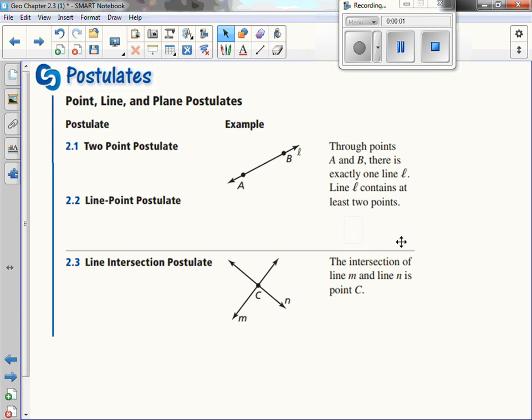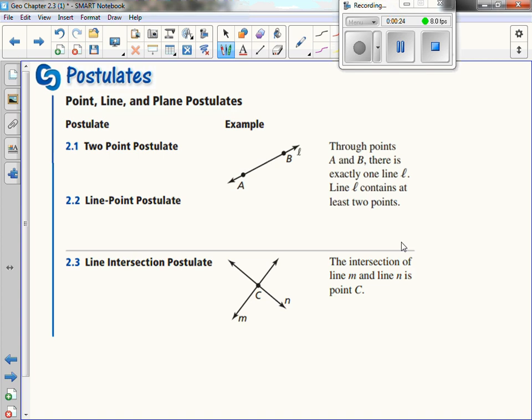What we're looking at today is postulates and diagrams. We'll look at some of the postulates, and a lot of what we're doing today is how they work, what we do with them, and how we can visualize them, draw them, and use them.